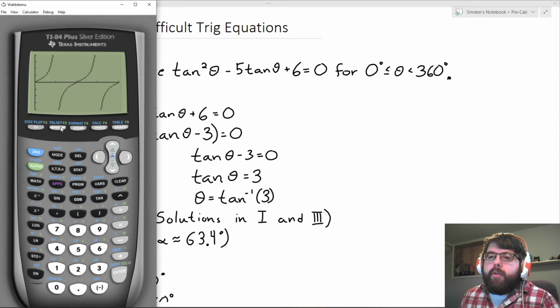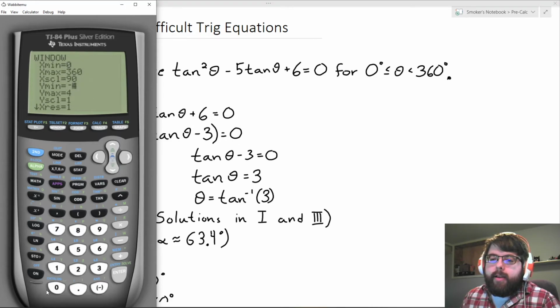But what's important to note is that if I change the window to negative, let's say 10, just make the window bigger, and I'm only changing the vertical, not the horizontal, still 0 to 360, you can see this graph just goes up. This is an asymptote. That's what I'm trying to say. Okay, it'll go up forever.